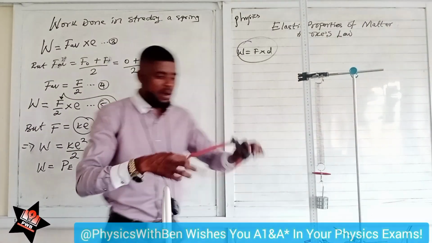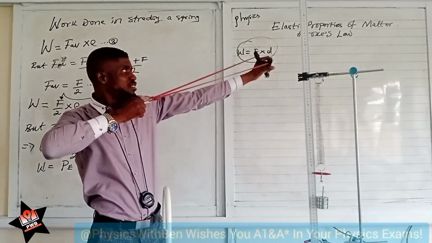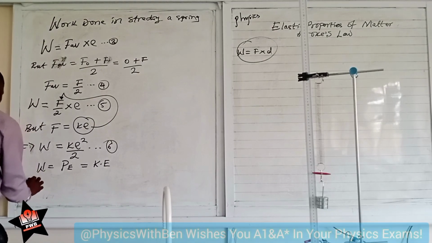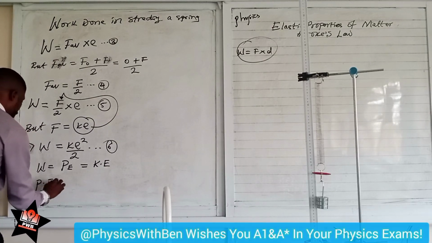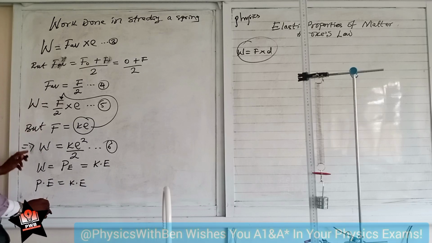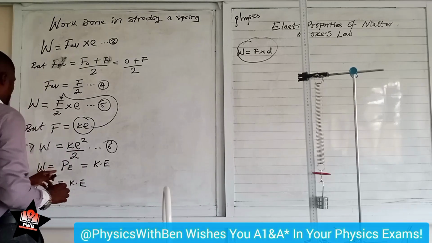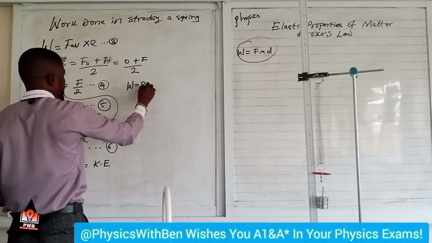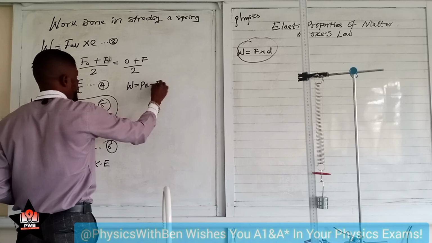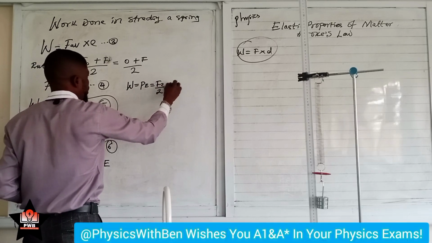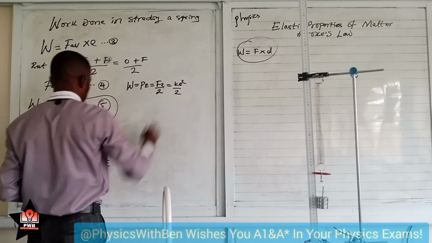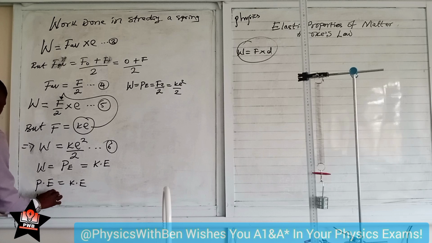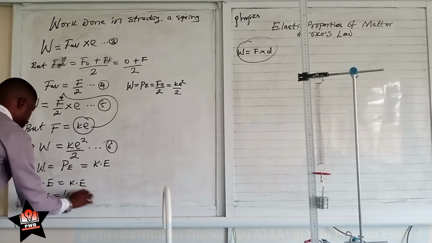If you stretch this rubber band and release the screw, you have done something that looks like this, that your PE is equal to your KE. And in this case, what we are trying to say is that our work done is equal to the elastic potential energy, which is Fe all over 2, and is equal to Ke squared all over 2. And you know that kinetic energy is given to be half mv squared.